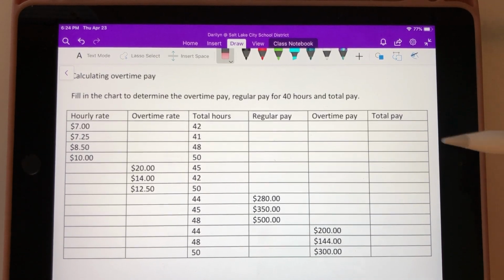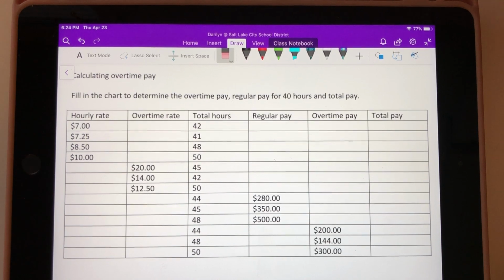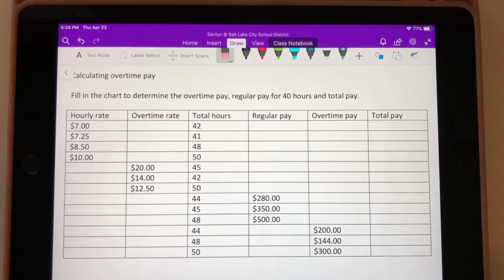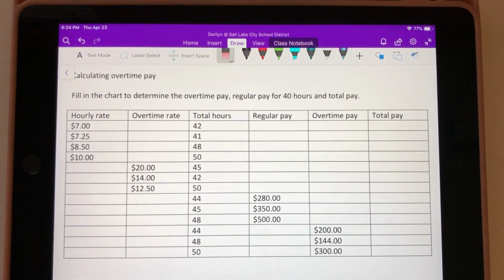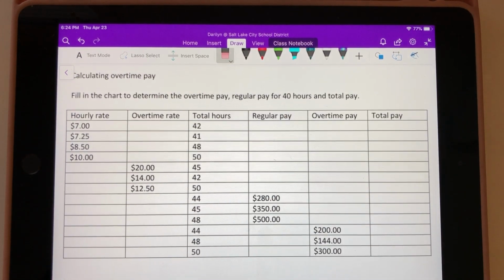I love this assignment, especially for right now, because a lot of you are out working and having to provide for your families and provide for yourself. And I think that's awesome. But it is important to know what legally you have rights to. If you work over 40 hours a week, you are supposed to be getting overtime pay.